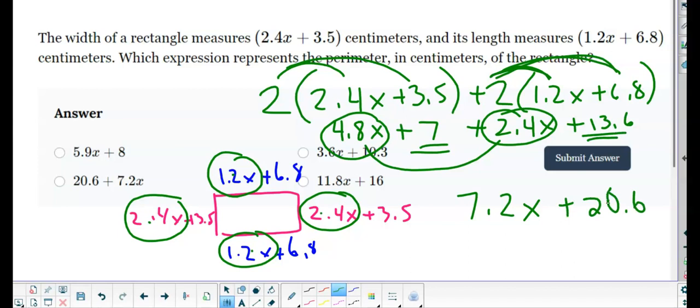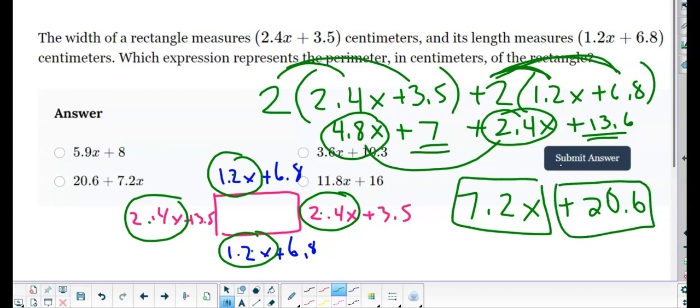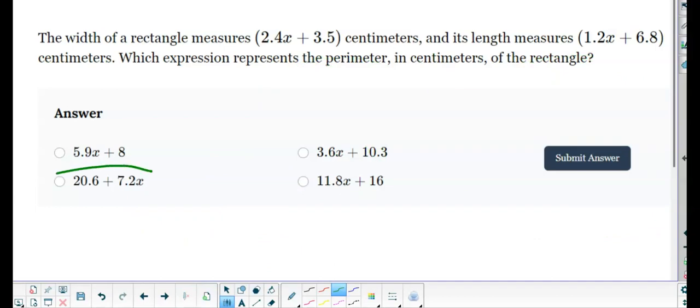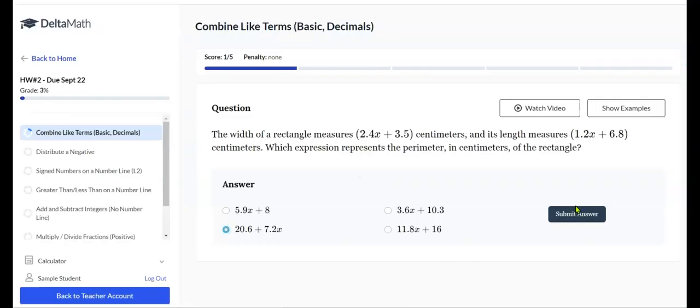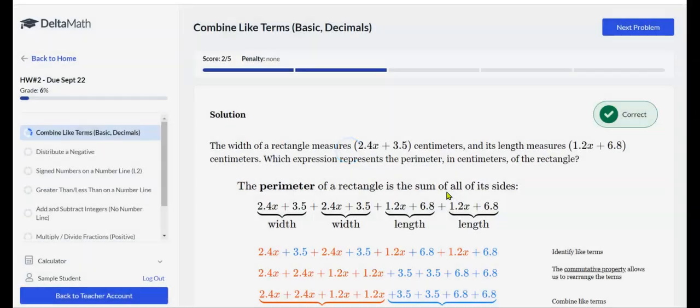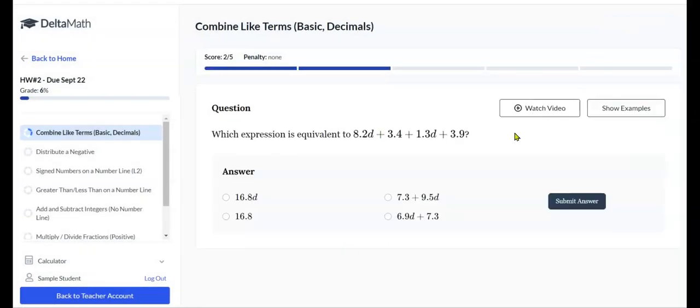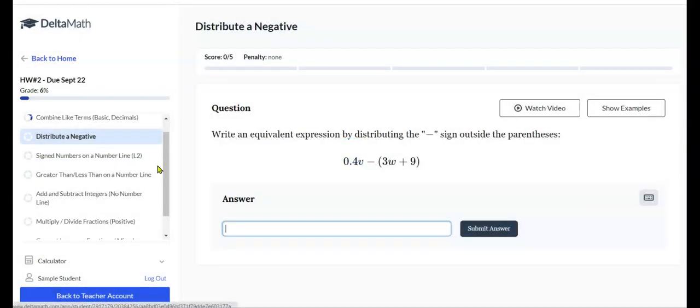So we're looking for a 7.2 with an x and a 20.6 with no variable. 7.2 with an x and 20.6 with no variable. So that would be this response here. I think you're starting to get the hang of it, so let's take a look at the second topic.